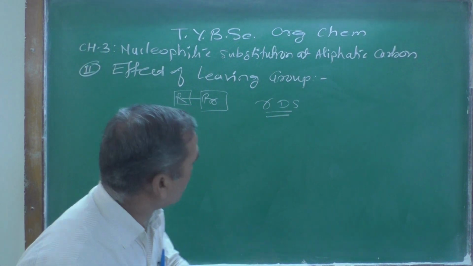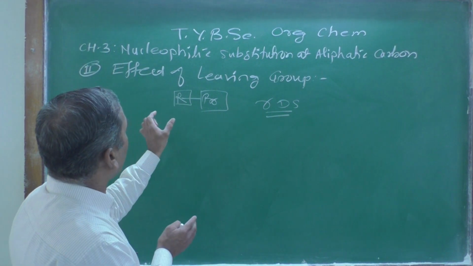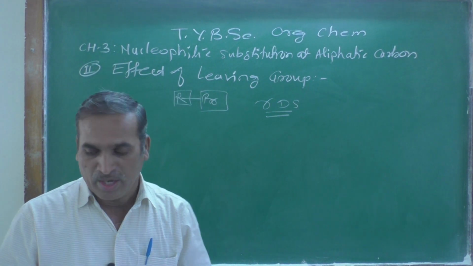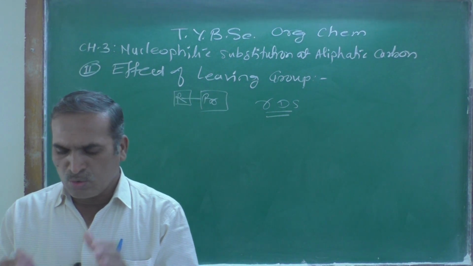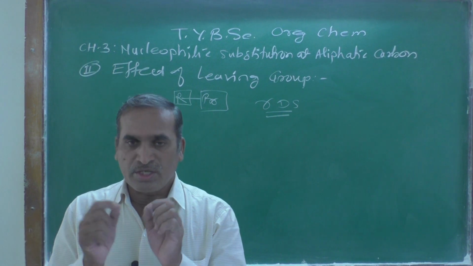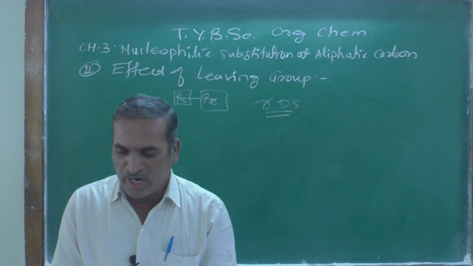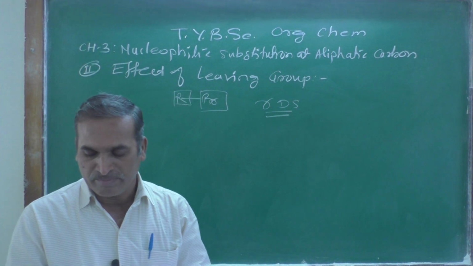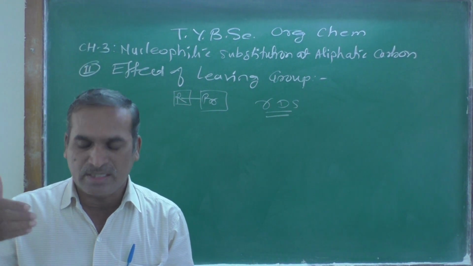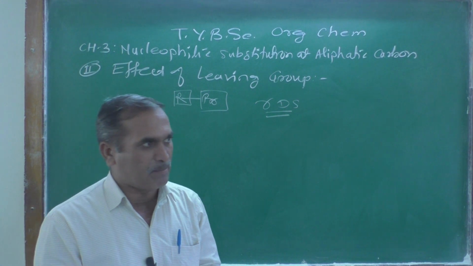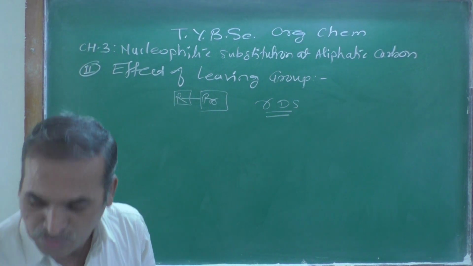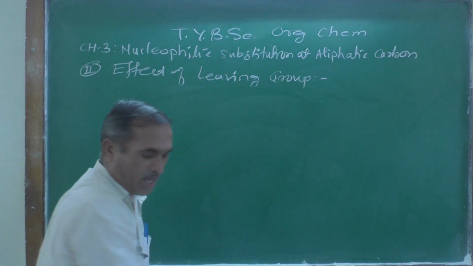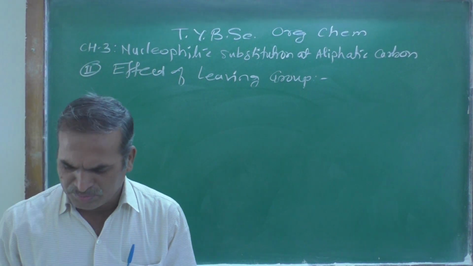So both get affected on the basis of the leaving group, and therefore a good leaving group is found to be the conjugate base of a strong acid. Let us consider some examples of good leaving groups. Suppose we have these types of groups.